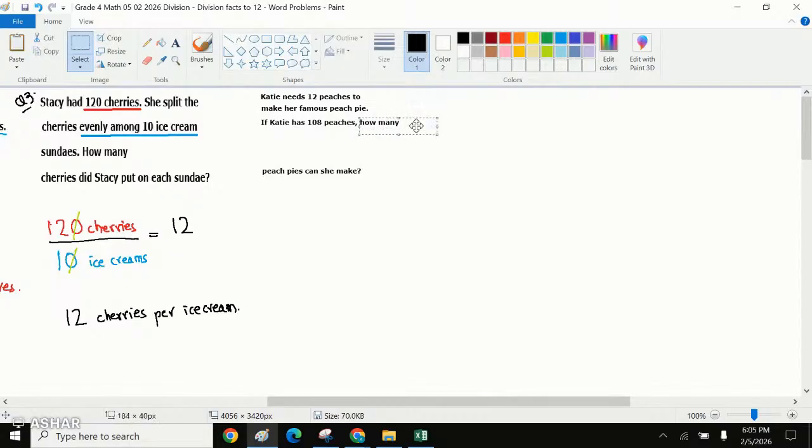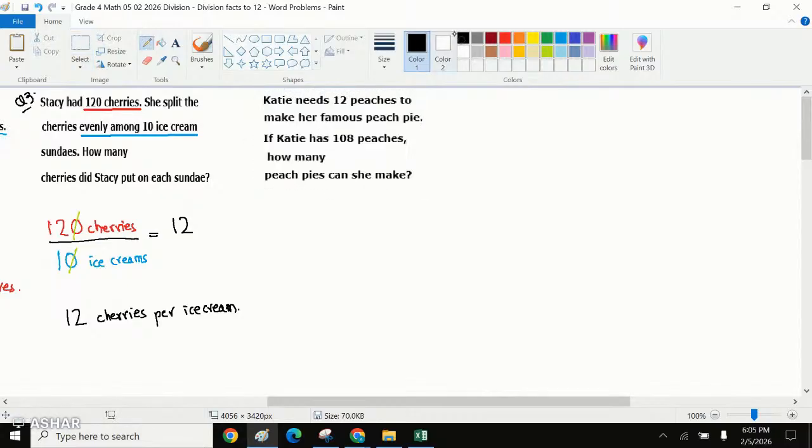If Katie has 108 peaches, how many pies can she make? For question number 4, she needs 12 peaches to make her famous peach pie. Per peach pie, she needs 12, right? And the total number of peaches she had was 108. So she had 108 peaches, right?